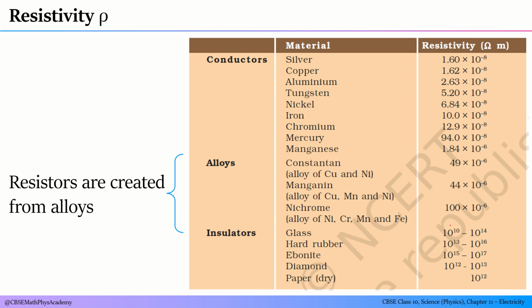So this picture is from your textbook. So you have the different values. You need not memorize these values, but you can just see the range. The conductors all have somewhere between 10 power minus 8 to 10 power minus 6.